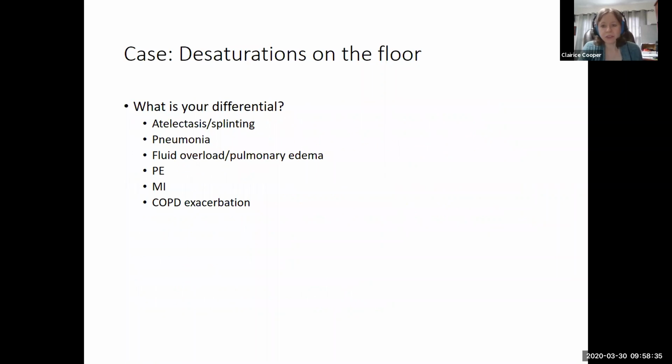In terms of a differential, this could be quite broad. Most commonly in this post-op day 3 patient, you have to think about atelectasis from splinting, pneumonia, fluid overload or pulmonary edema, as this is the time when fluids are often mobilized, PE, MI, also, as this is a classic time when there's more strain on the heart, or even a COPD exacerbation or other pulmonary event from an underlying pulmonary disease.